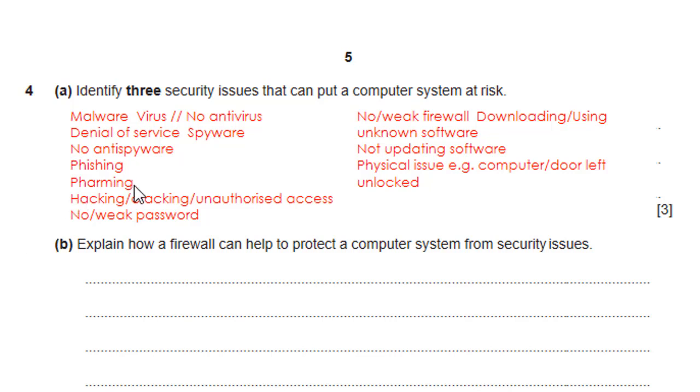Pharming, which means that you think you're going to one website, but the DNS, the domain name service, has been hacked and it's directing you to a completely different website that could contain dangerous materials or might contain viruses that you could download, or look like a legitimate website and you could think you're using the real website and using a fake version and put in your credit card details. Again, security issues such as hacking or cracking.